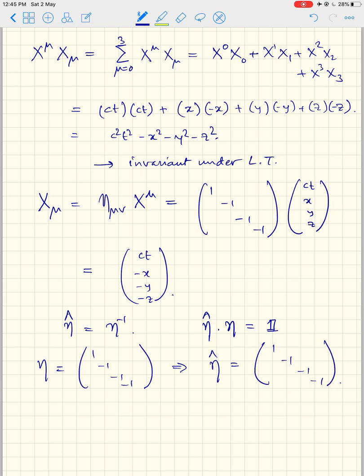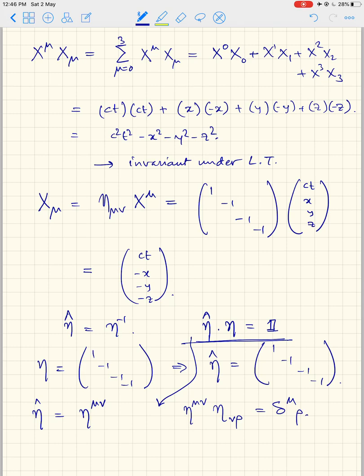So what I want to just show you is, if you were to write this as the same thing, if you were to write eta hat as eta upstairs mu nu, then this particular relationship that you have out here just translates to eta upstairs mu nu into eta nu rho is just delta of mu into rho. Okay.